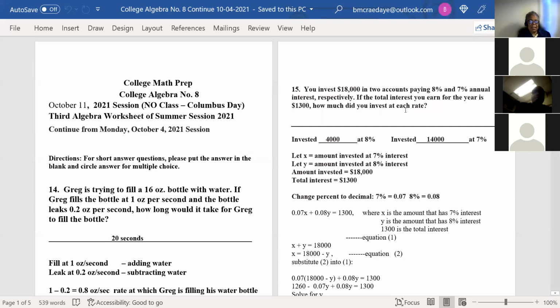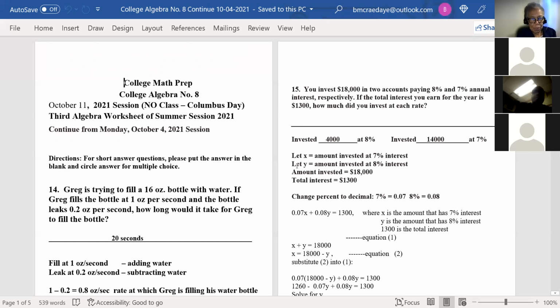Okay. Number 15. Let's look at what we're given. You invest $18,000 in 2 accounts that pay different interest. One pays 8%, the other one pays 7%. That's the annual interest rate. What else are you given? You're given the total interest earned for the year is $1,300. What are you to find? How much did you invest at each rate? In other words, how much did you invest at 8%? How much did you invest at 7%?